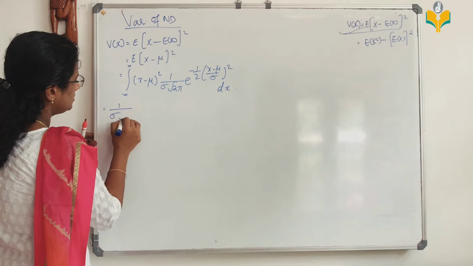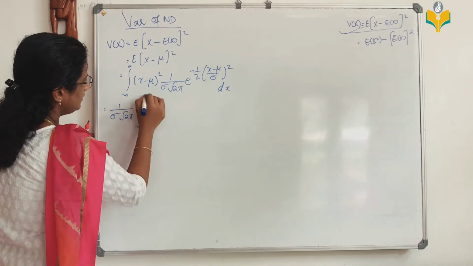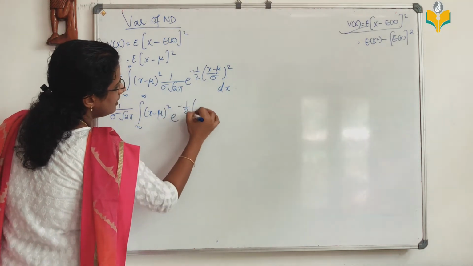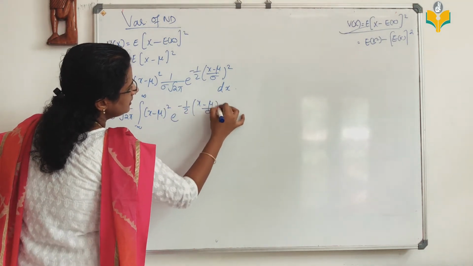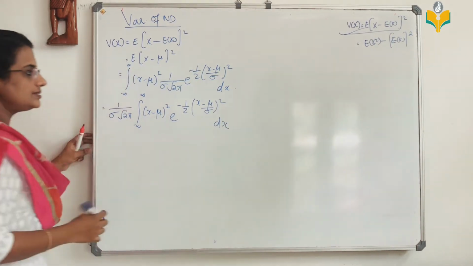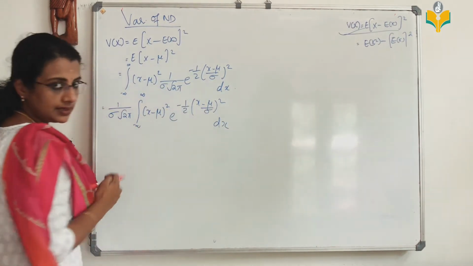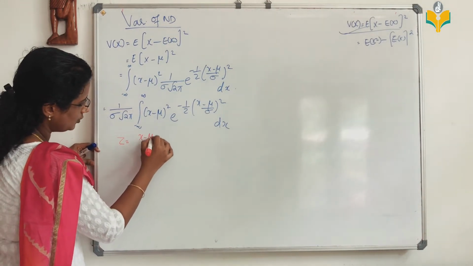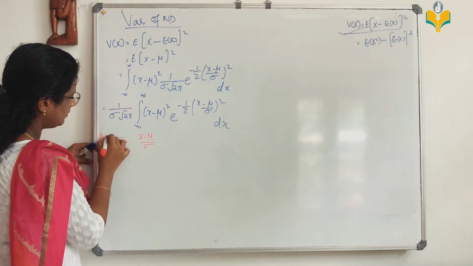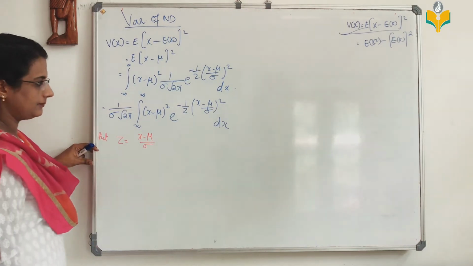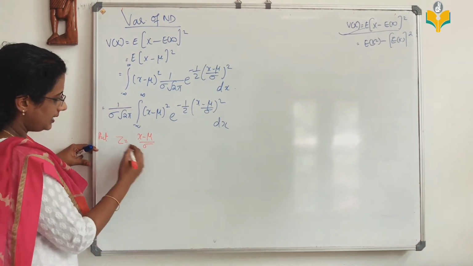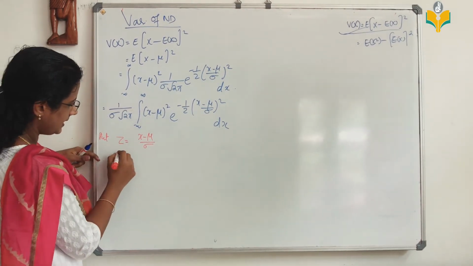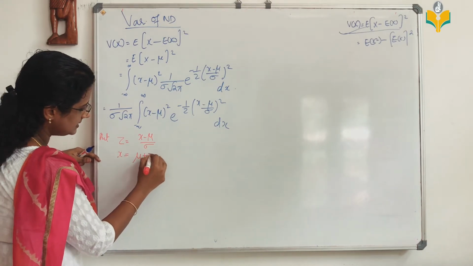1 by sigma root 2 pi into integral minus infinity to infinity (x minus mu by sigma) into e raised to minus half into (x minus mu by sigma) the whole square into dx. Now substitute z equal to (x minus mu) by sigma. Put z equal to (x minus mu) by sigma. Then what is x here? x equal to mu plus z sigma.